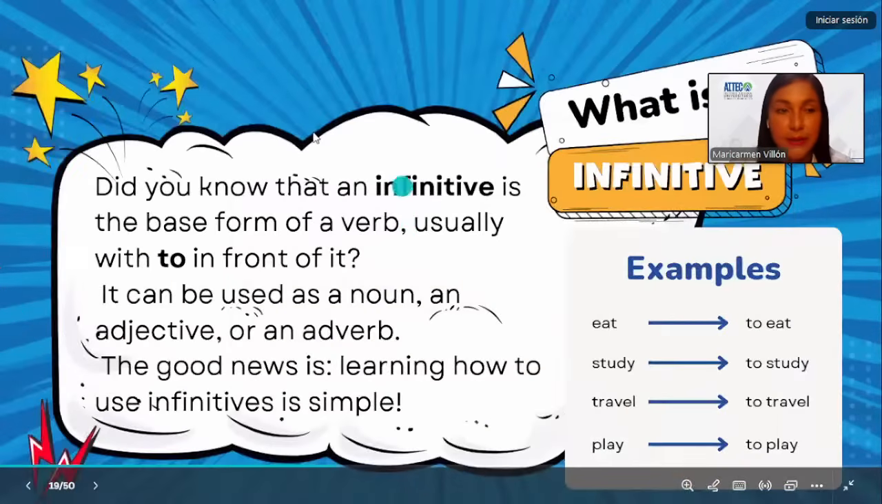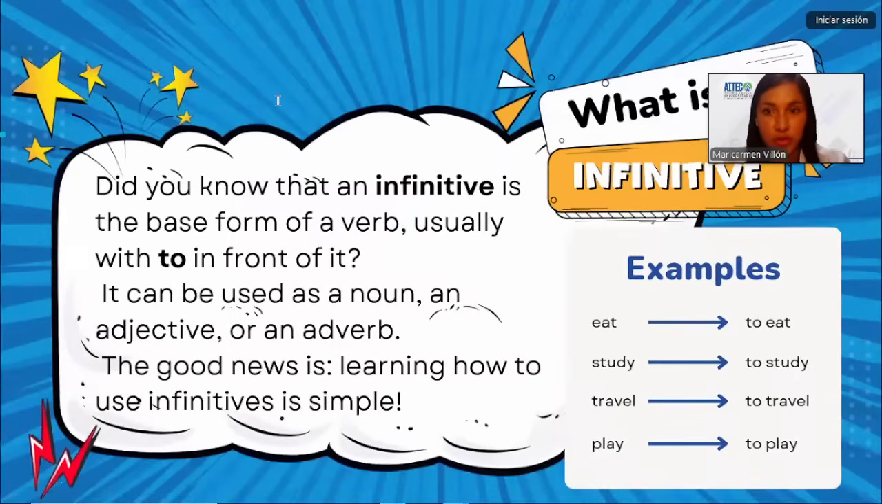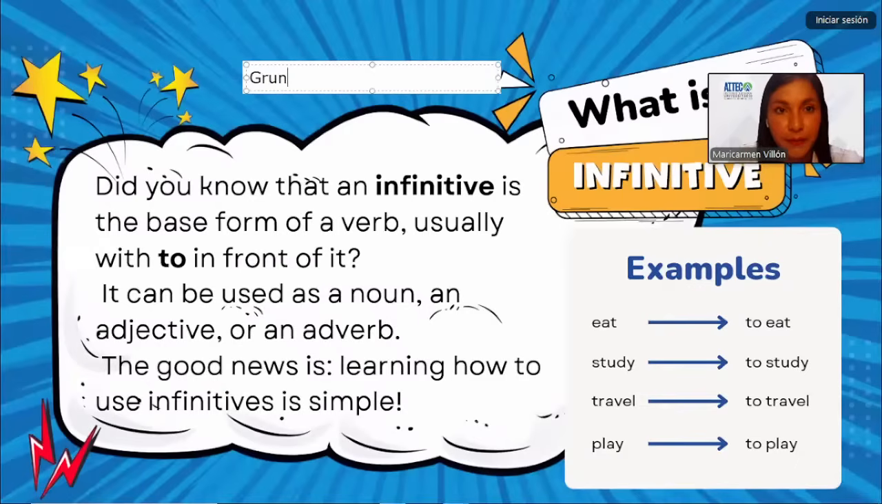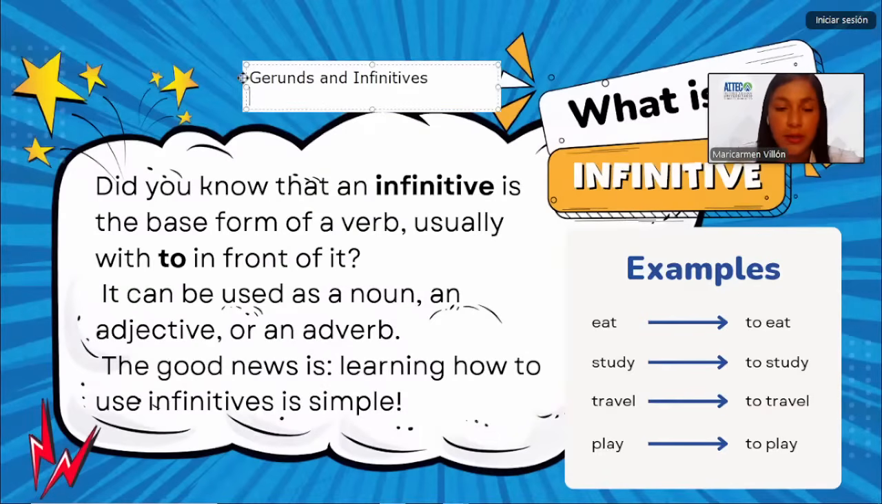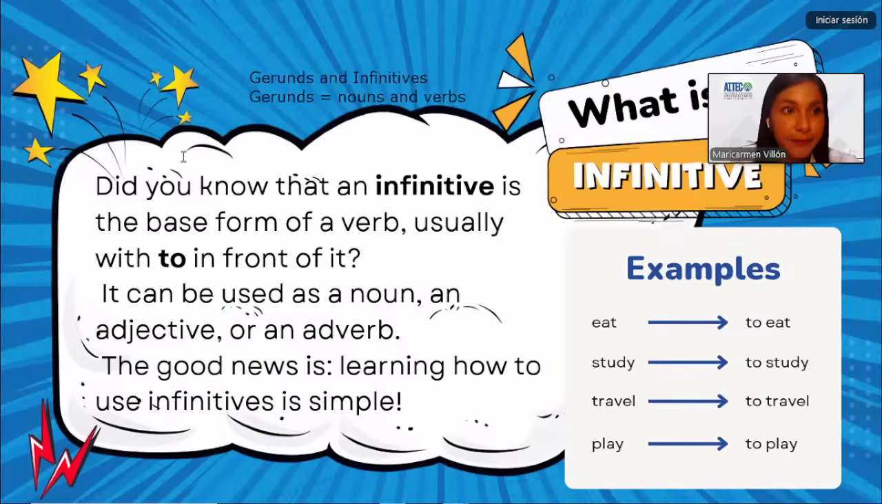These are gerunds. Remember that we had gerunds and infinitives. Gerunds and infinitives, and then we are going to see them together. Infinitives. Gerunds could work as nouns and verbs. Okay? Let's take a look at what an infinitive is.